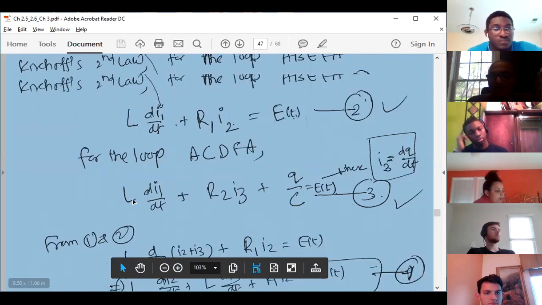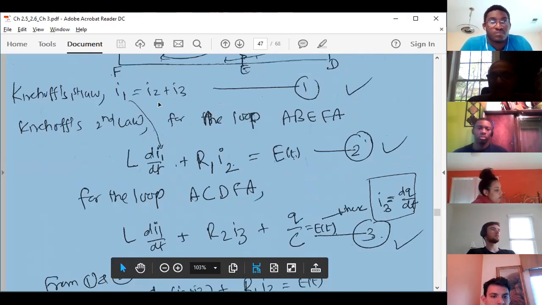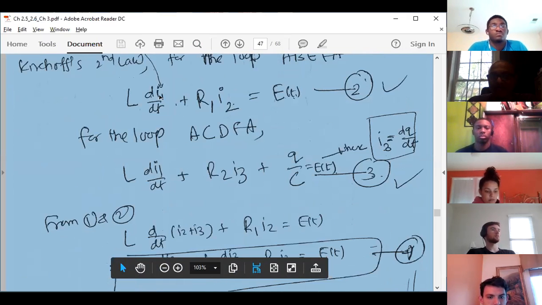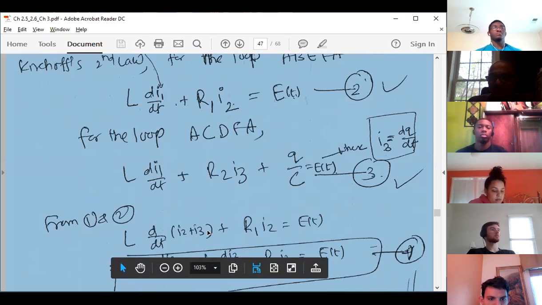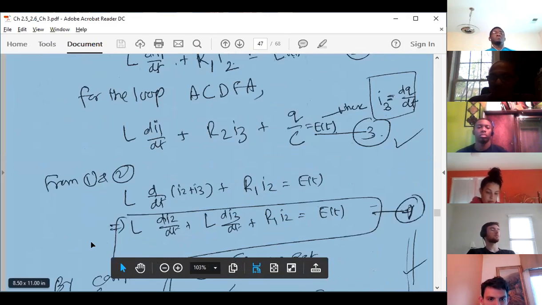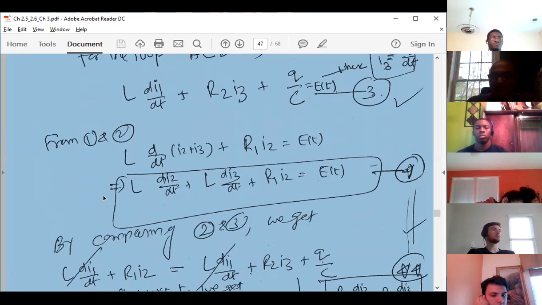So if I plug this value of I2 and I3 over here, where I1 is replaced by I2 plus I3, I am getting my first equation. So I2 plus I3, separate it. So L di2 by dt, L di3 by dt plus R1 I2 equal to E. That is my first equation, what I gave to you. So you are proving those two equations using the given circuit. Okay.